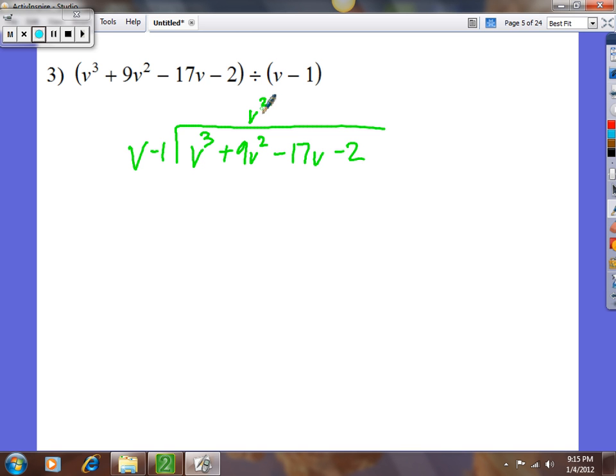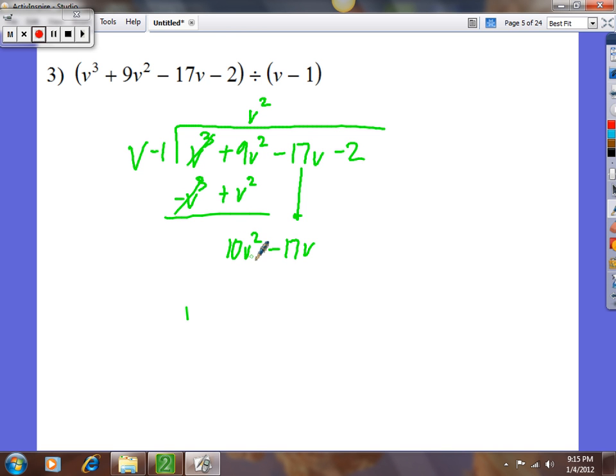Now I'm going to multiply v squared by v, and that's going to be v cubed. And you've got to times v squared by a negative 1, so it's negative 1v squared. Now you're going to subtract them. Since I'm already subtracting, I'm going to add it, so you just change the signs. v cubed minus v cubed is 0, and 9v squared plus v squared is 10v squared. Bring down my next term, my minus 17v, and then you just repeat the process.